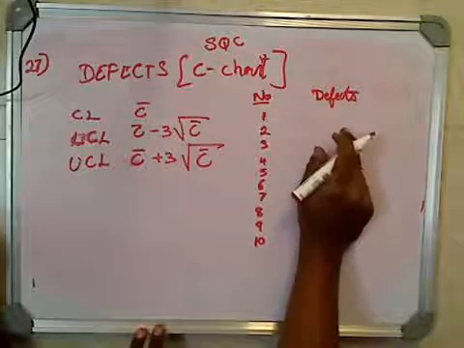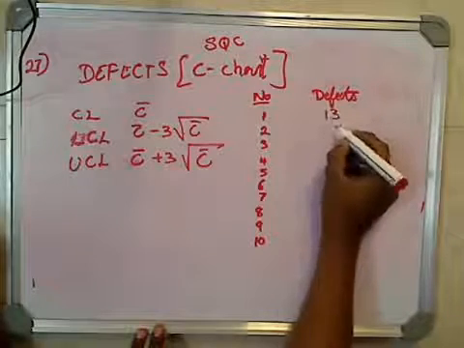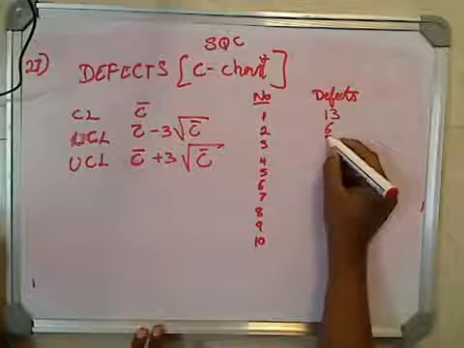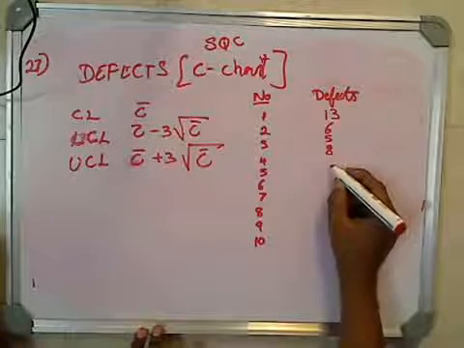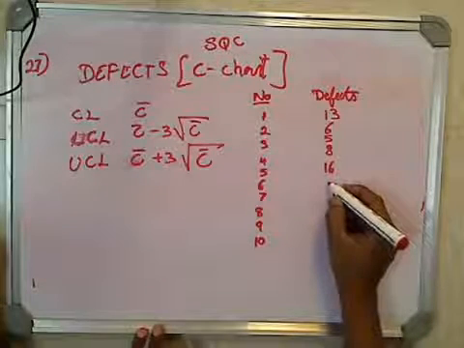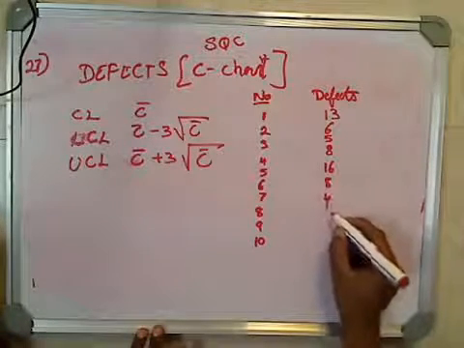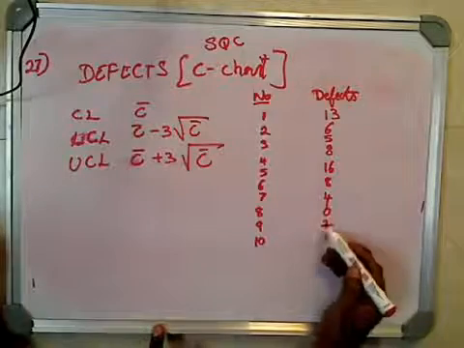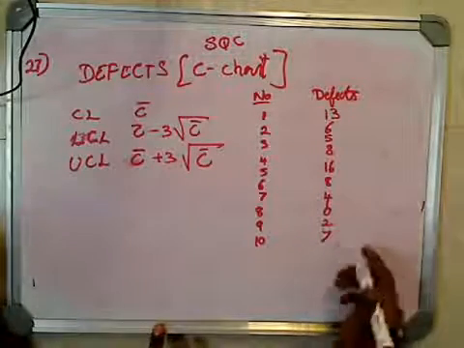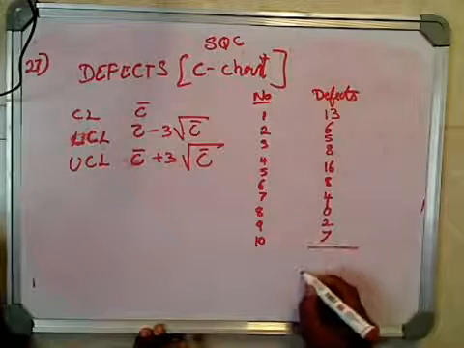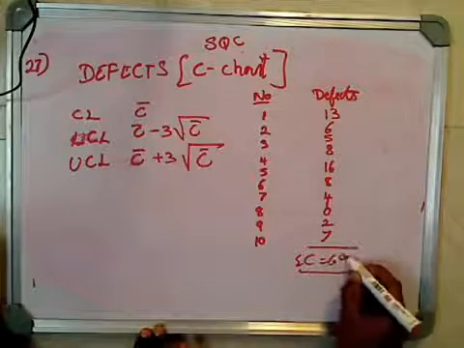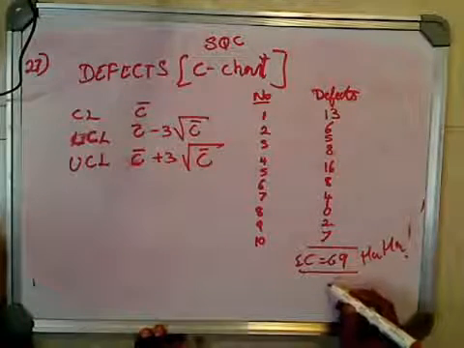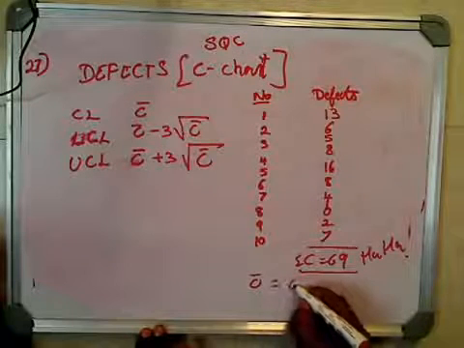I find it a little difficult to believe that a chassis has got 13 defects. This must be an American car manufacturer to make so many defects in the products that they've been making. 8, 16, 8, 4, 0, 2, and 7. I'm assuming the chassis with 0 defects is either Korean or Japanese, and the rest happen to be American. So calculate this. Summation C is equal to 69. Haha, 69. And divide 69 by 10, and you have the value for C.